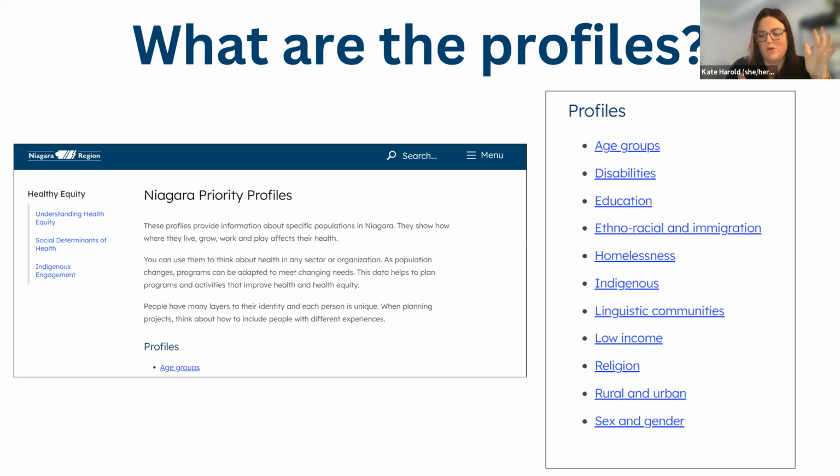We modeled the profiles off of a Ministry of Health tool. The Ministry of Health created something called the Health Equity Impact Assessment about 15 years ago, and to support the process of identifying inequities in programs and services, they categorized populations into certain groups after consultation with community members, of course. You can see them there on the side. We have 11 profiles of available data: an age profile, and profiles on disabilities, education, ethno-racial and immigration, homelessness, Indigenous, linguistic communities, low income, religion, rural and urban, and sex and gender.